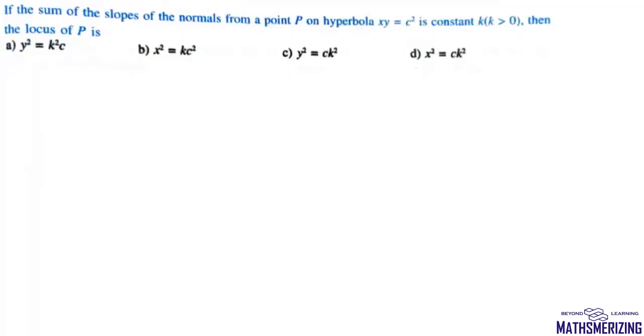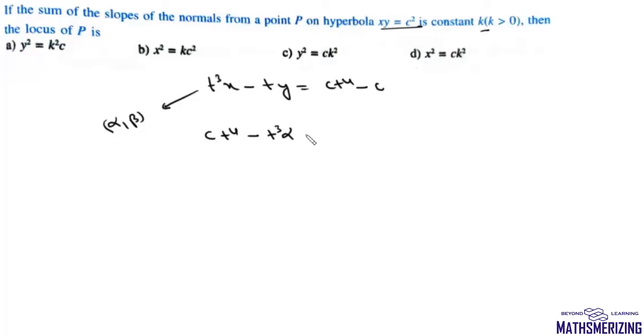Now here the question is, if the sum of the slopes of normal from a point P on hyperbola xy equals c square is constant, the locus of P is. Now we know that equation of normal is given by t cube x minus ty equals c t to the power 4 minus c. Now suppose this normal passes through the point alpha comma beta, then we can write this equation as a biquadratic equation in t. So this equation will be c t to the power 4 minus t cube alpha plus t beta minus c equals 0.